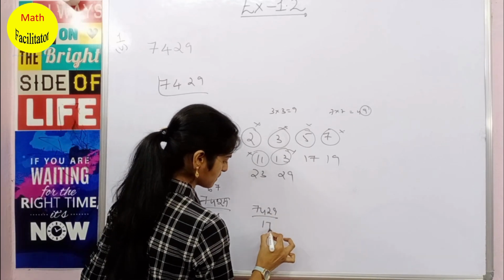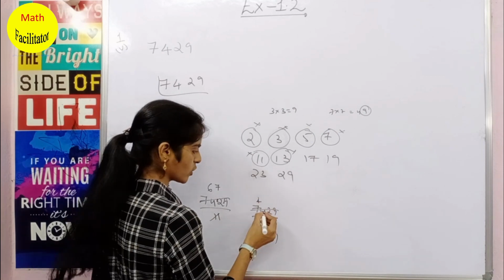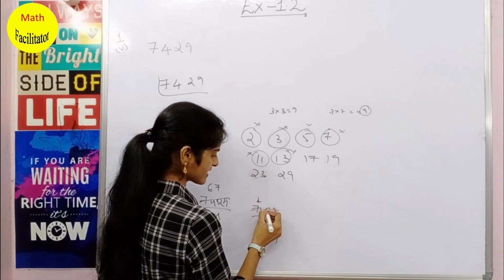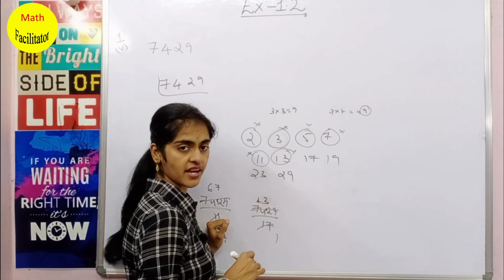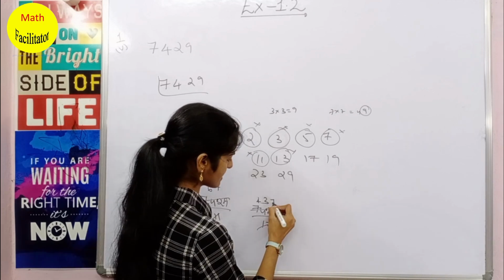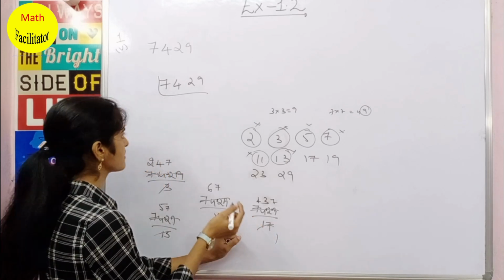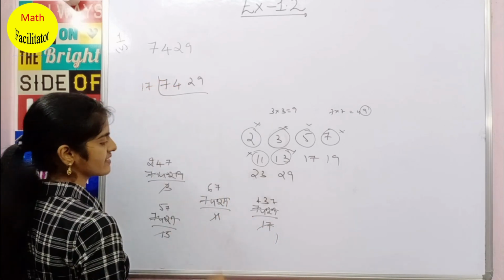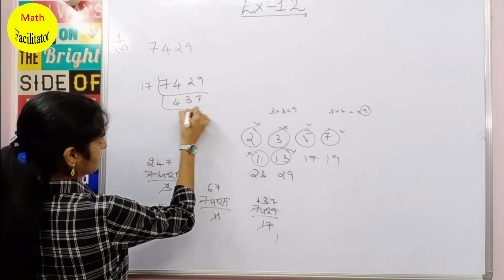7429 divided by 17. So 17 4s are 68. Okay, so you are left with 6 here. Okay, you have 62, so you know that 17 3s are 51. Okay, so here you are left with 11. Okay, so 17 7s are 119. Okay, so that means 17 table is divisible, so let us write here. So taking 17 table, it is 437.